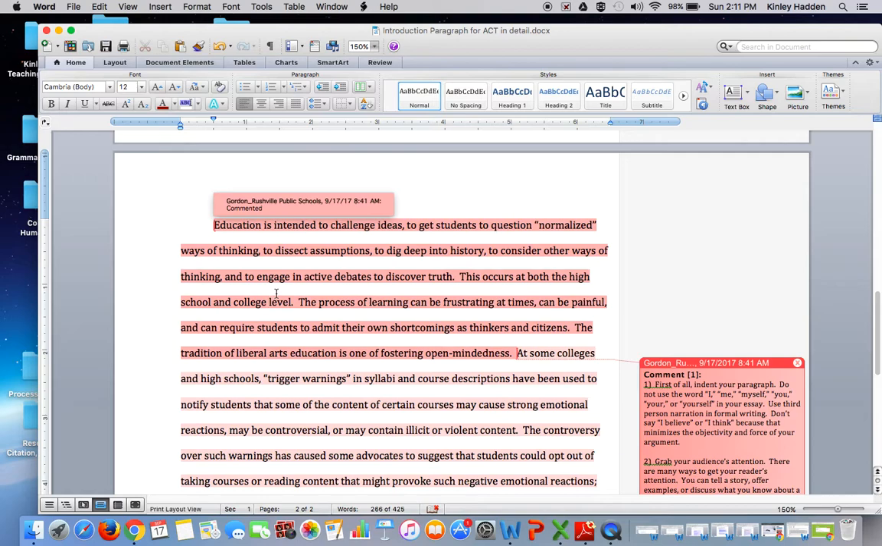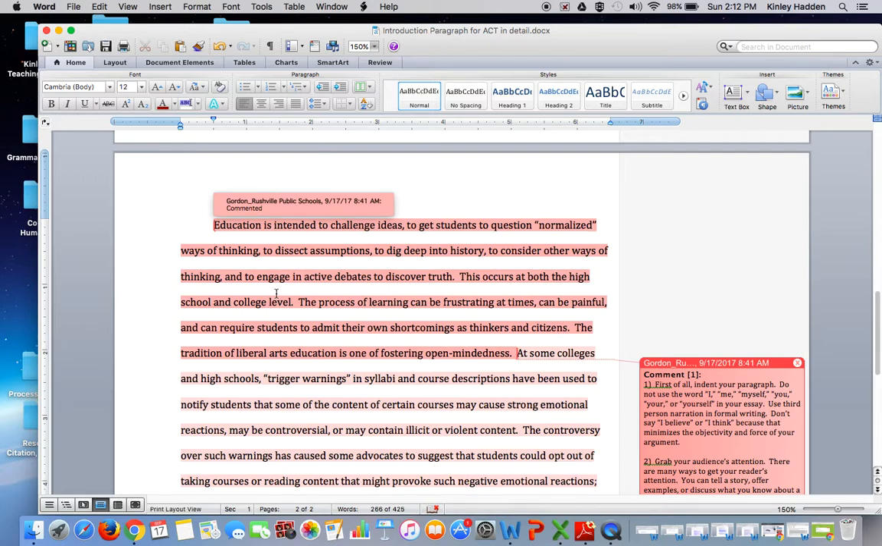Education is intended to challenge ideas, to get students to question normalized ways of thinking, to dissect assumptions, to dig deep into history, to consider other ways of thinking, and to engage in active debates to discover truth. This occurs at both the high school and college level. The process of learning can be frustrating at times, can be painful, and can require students to admit their own shortcomings as thinkers and citizens. The tradition of liberal arts education is one of fostering open-mindedness.